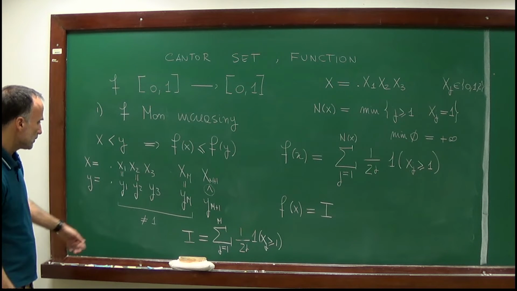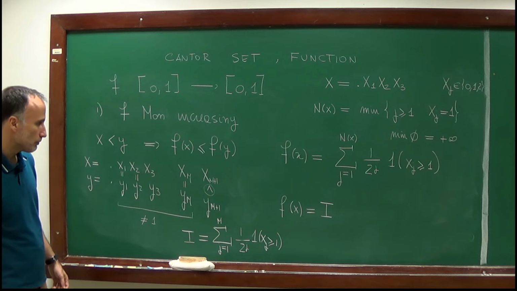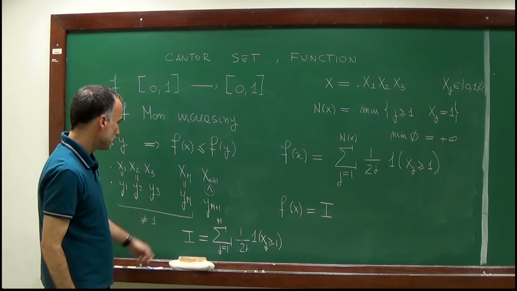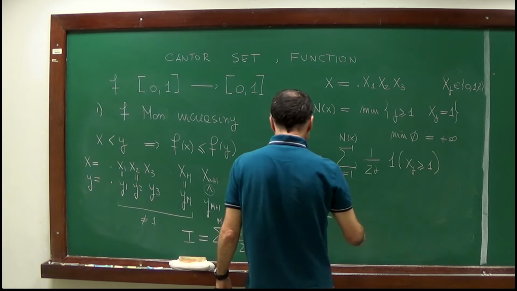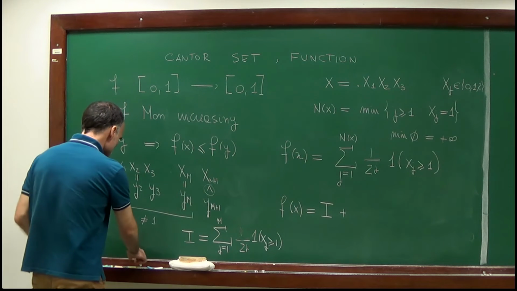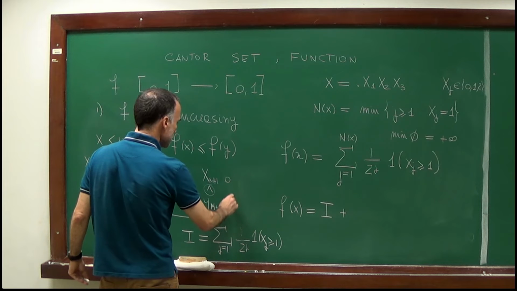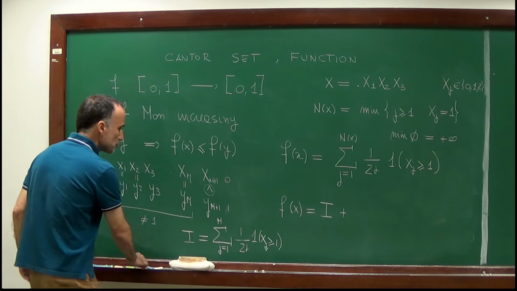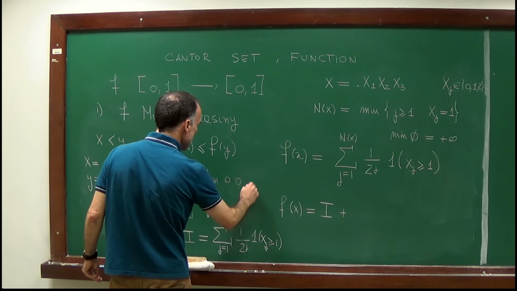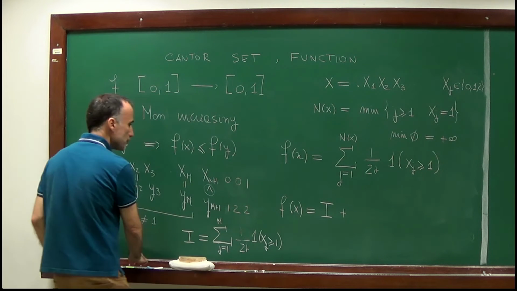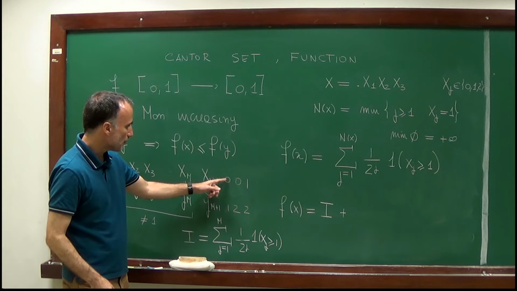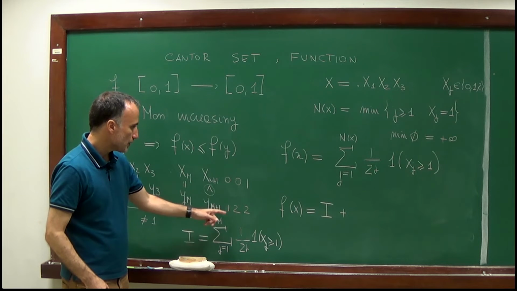Actually equal to 2, since I'm assuming that they are different from 1. So f of x is the contribution of the first m terms. And then I have to consider different cases. So first assume that x_{m+1} is 0 and y_{m+1} is 1. So what are the cases? Well, I can have 0, 2, or 1, 2. So I have to consider these three cases. So let's first assume that x_{m+1} is 0 and y_{m+1} is 1.